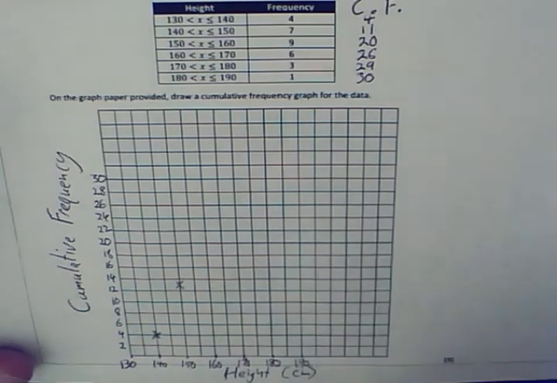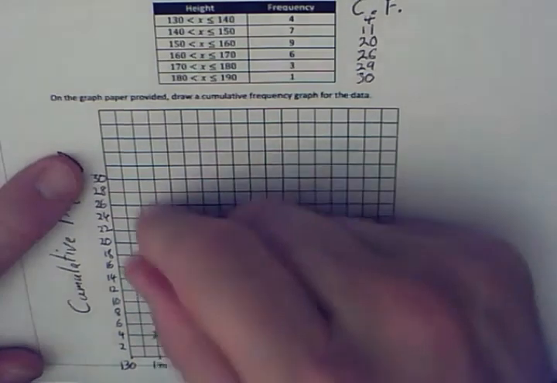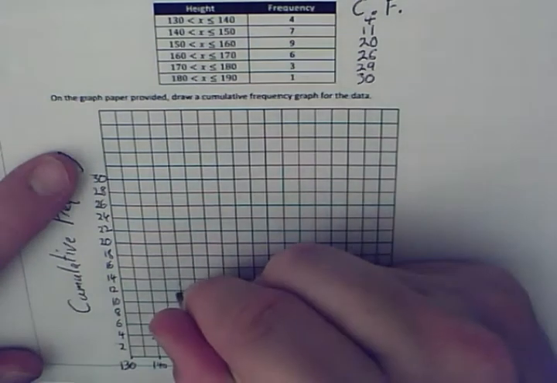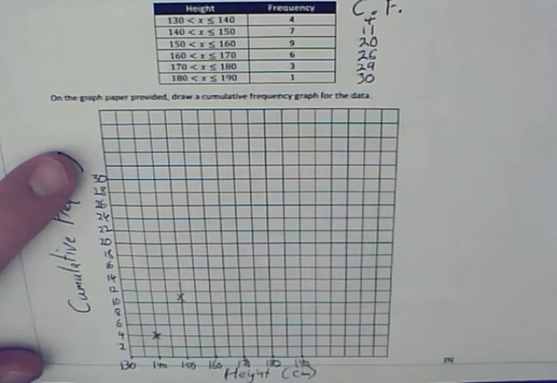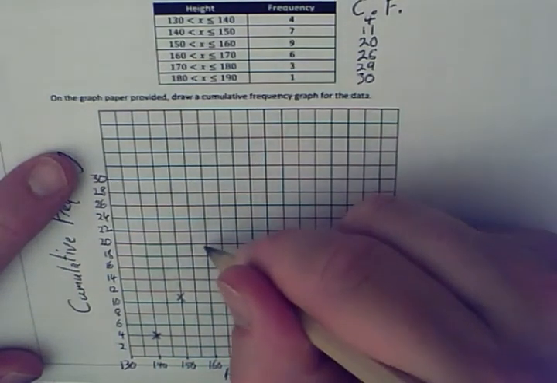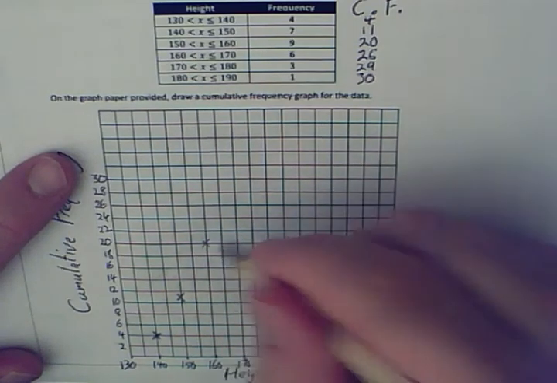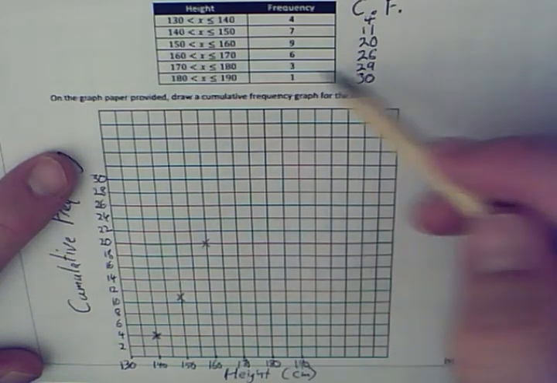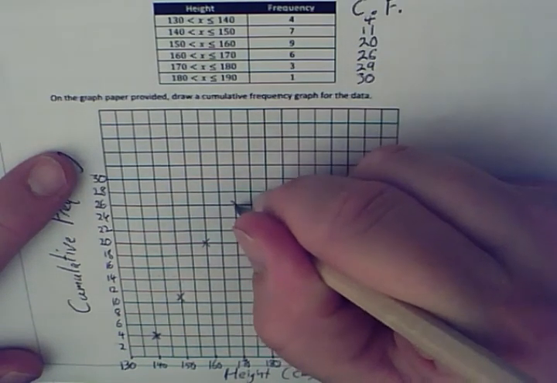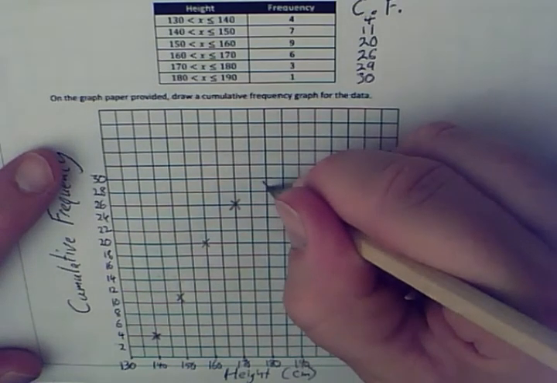I plotted this on 13. I've made an error. I'm going to just delete and rub that out. My trusty rubber, and yeah, just there. On 11. 160 then, I'm going to plot that at 20. So 160 and 20. 170, so 26. I'll put that there. Then it goes to 29. And finally to 30.